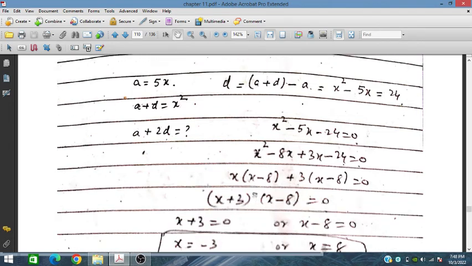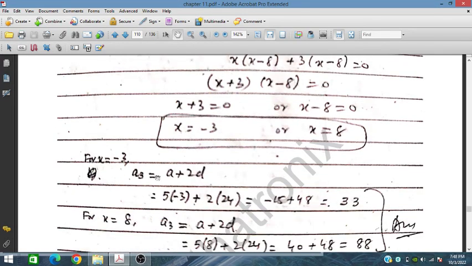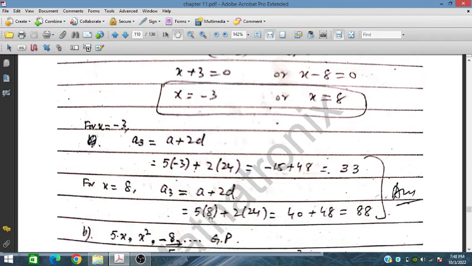So for this we have two possible values of x: minus 3 and x equal to 8. For x equal to minus 3, we have to find the third term as this. For x equal to 8, the third term is given as a plus 2d. In place of d, we have placed this value, and we have obtained the third term as 33 or 88. For x equal to minus 3, it is 33. For x equal to 8, the third term is 88.